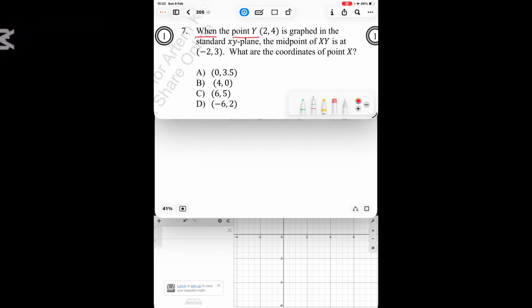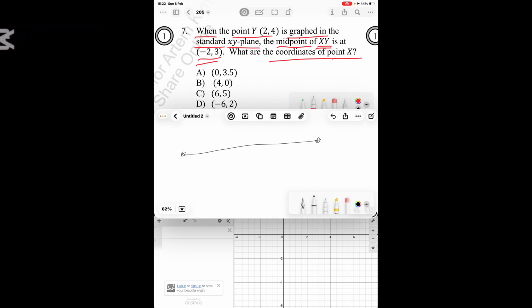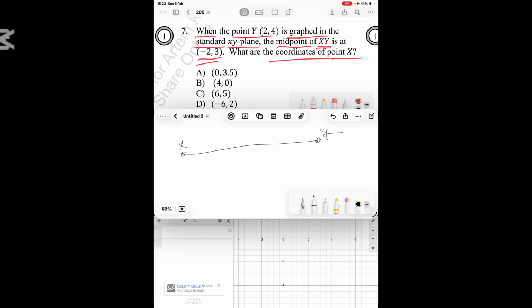So when the point y is graphed in the standard xy-plane, the midpoint of xy is going to be minus 2 and 3. It asks what the coordinate of the point x is. So when I create the values of x and y, it says that the midpoint of xy is going to be this point, minus 2 and 3, and y is going to be 2 and 4. And it asks what's the coordinate of point x?